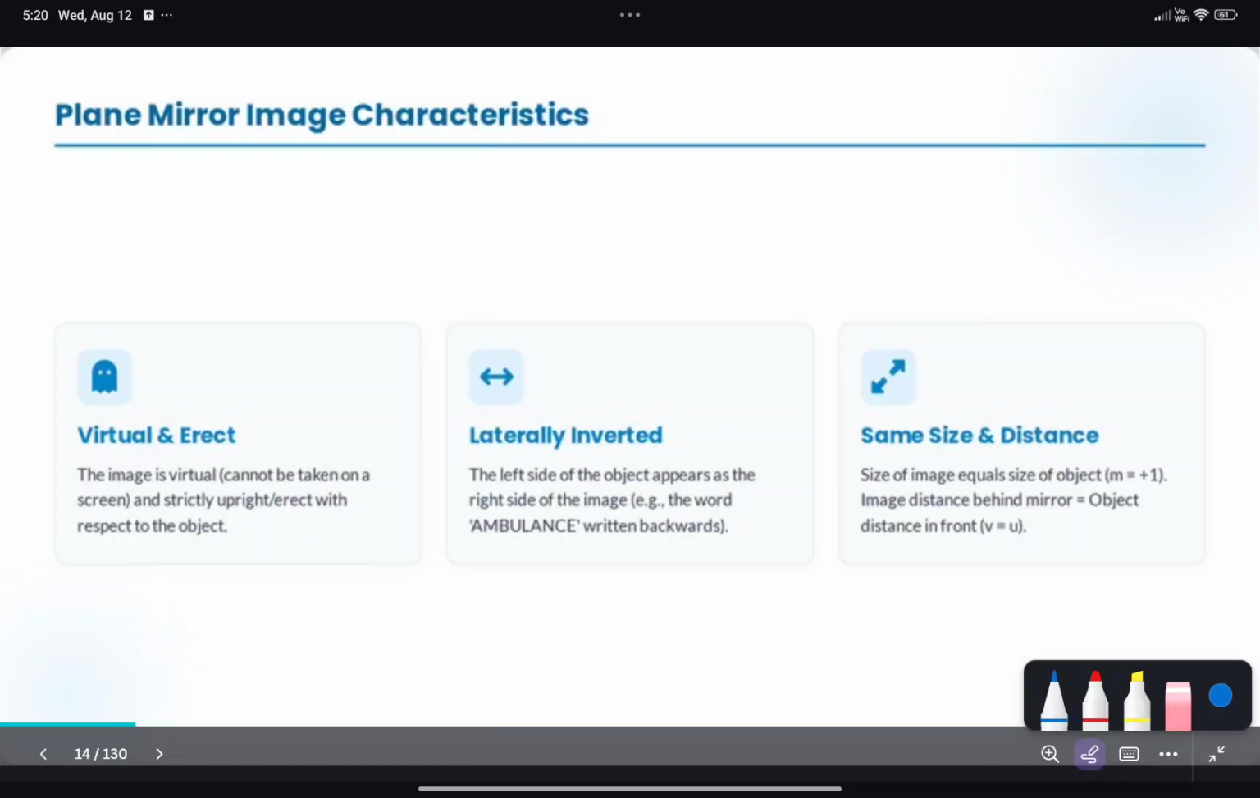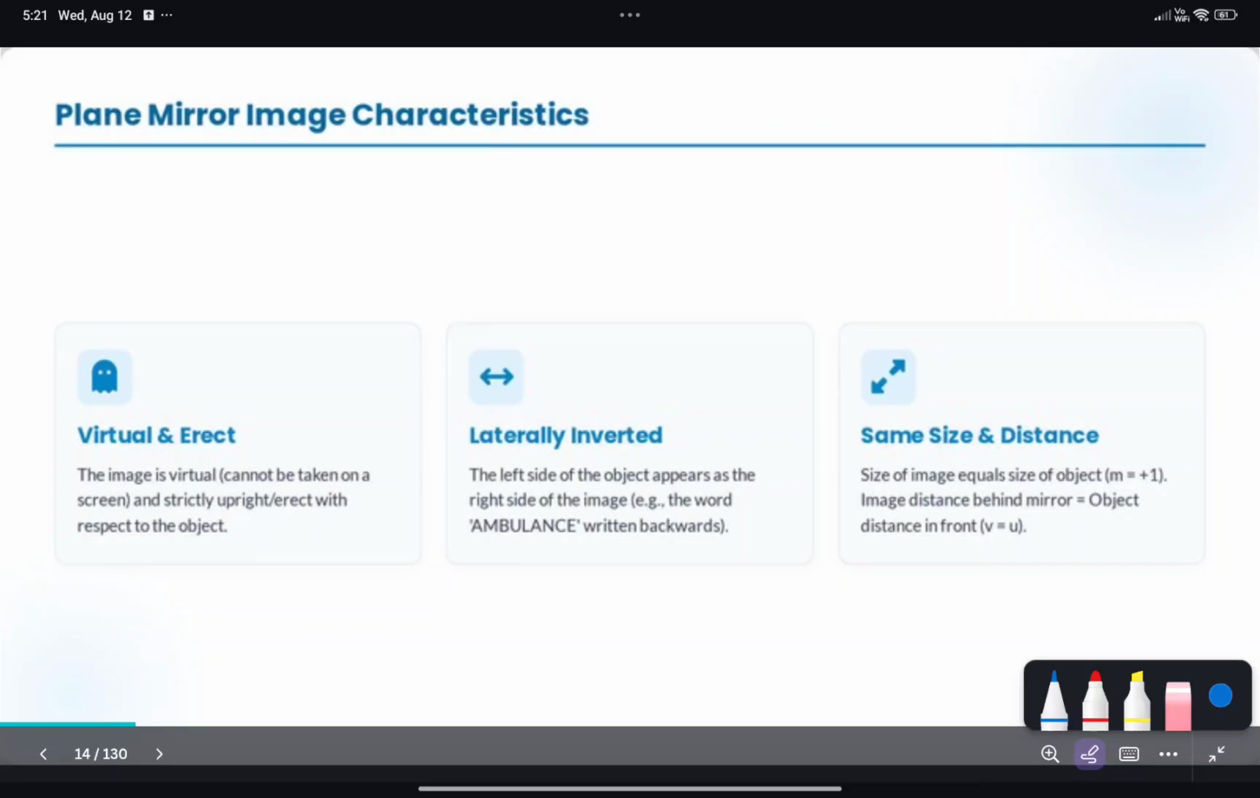Whenever you hear about virtual, it means it cannot be taken on a screen. You have to remember that point only. Clear? And strictly upright, erect with respect to the object. Erect means straight. Bottom becomes bottom, right becomes right. Not inverted. That is erect. In the case of the plane mirror, this is a characteristic.